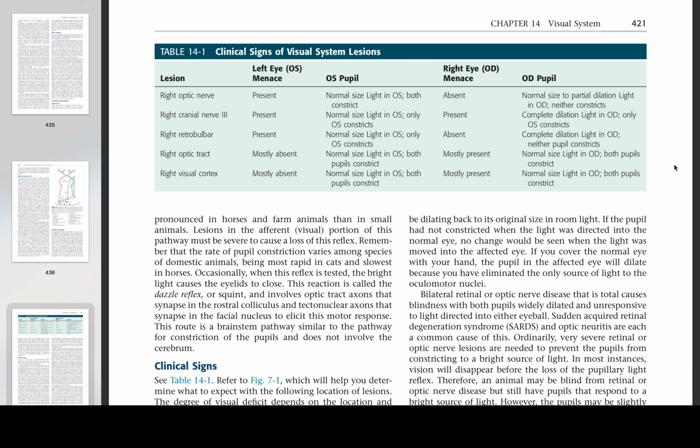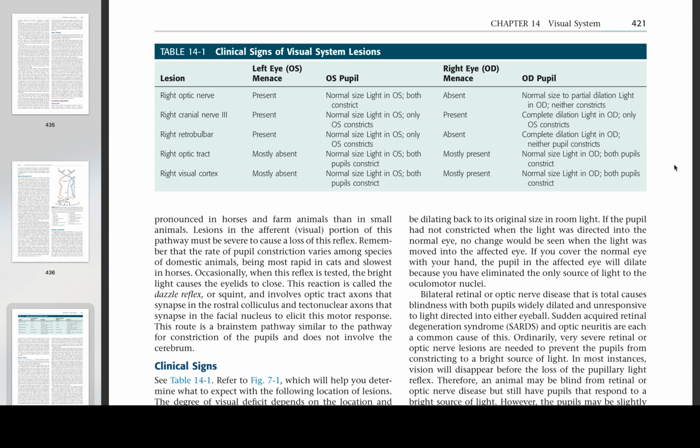Therefore, an animal may be blind from retinal or optic nerve disease but still have pupils that respond to a bright source of light. However, the pupils may be slightly dilated in the relatively subdued room light. Remember that the light source used for the pupillary light reflex should be very bright, and if any retinal or optic nerve axons are intact, a pupillary light reflex will be observed. Another way to consider this factor is that as the disease process progressively interferes with retinal or optic nerve function, vision will be lost before the pupillary light reflex.